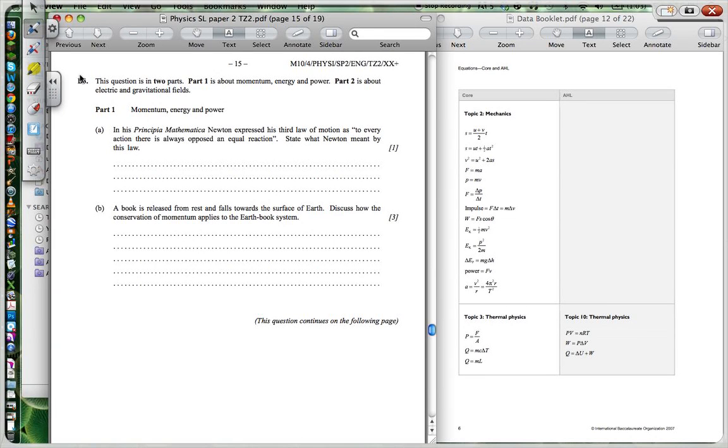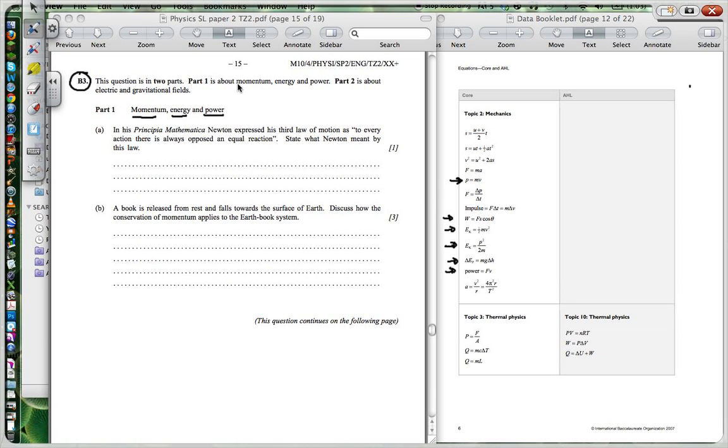Here we have question B3. It's looking at momentum, energy, and power. It's obviously from Unit 2, so you need to have your data booklet open there. Obviously, the formulas that we're going to be looking at here are this one over here, your momentum, your energy formulas, all of these ones over here. So you should have these available over here. These could all come in at some point or other.